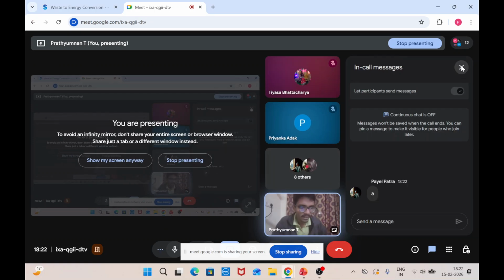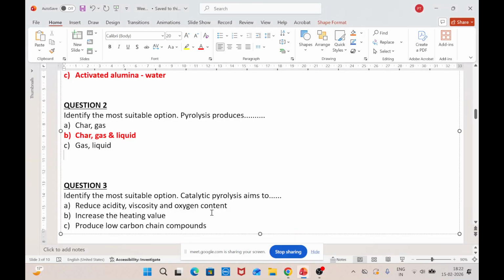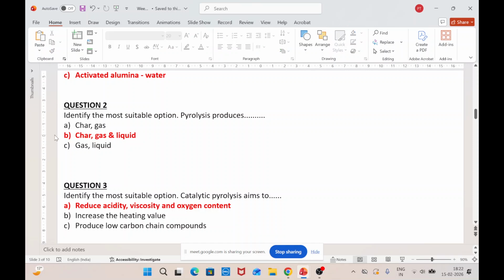A, okay. So that is the primary purpose of catalytic pyrolysis. It basically tries to reduce acidity, viscosity, and oxygen content in the biomass system. That typically helps in improving the heating value. Since it says identify the most suitable option, it is reduce acidity, viscosity, and the oxygen content in the system. So shall we move on towards the next question?